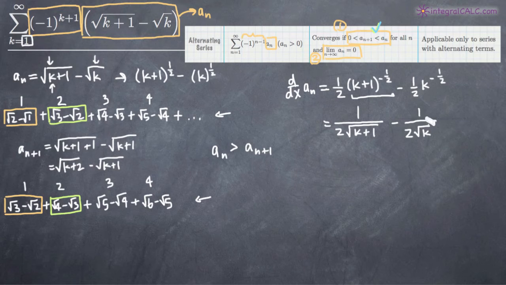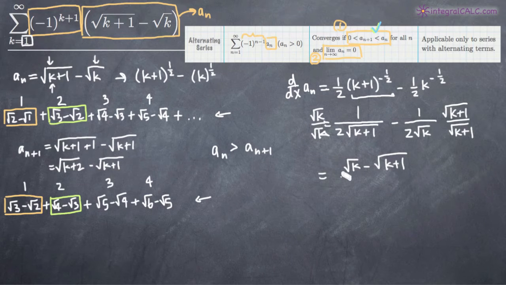Now, if we want to find a common denominator here, we would multiply this first term times the square root of k over the square root of k, and we'd multiply the second by the square root of k plus 1 over the square root of k plus 1. When we simplify this, we'll end up with the square root of k minus the square root of k plus 1, all over 2 times the square root of k times the square root of k plus 1.